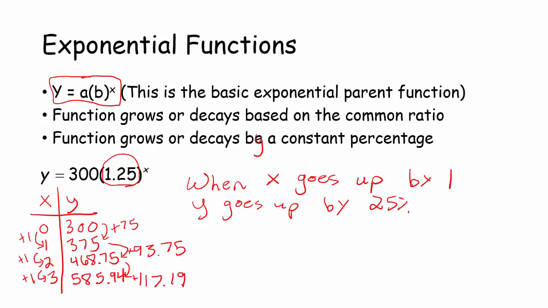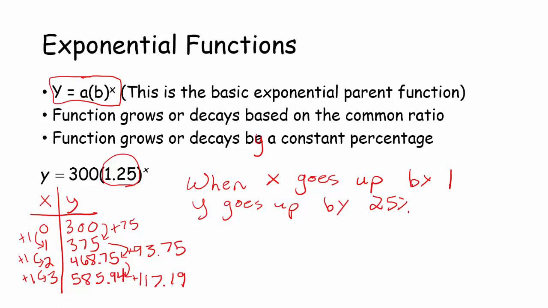Now, when you're starting at 375 and you go up by 25%, you're going up by 25% of 375. So 25% of 375, that's a bigger number than 25% of 300, because 375 is bigger than 300. So when you take 25% of 375, that's more stuff. So going up by a constant percentage means that as x increases, the increase in y gets bigger and bigger and bigger, even though the percentage that you're going up is constant.